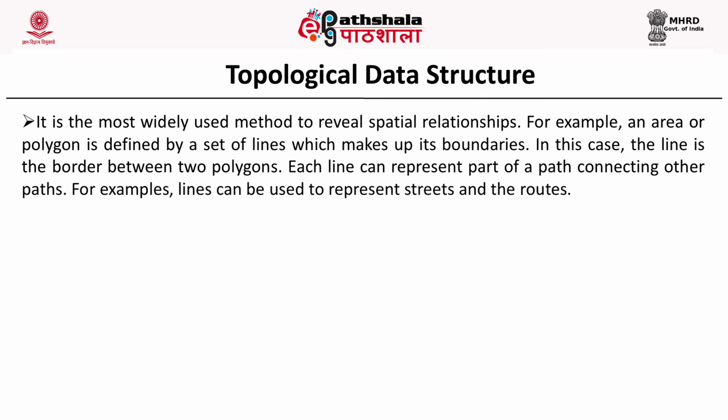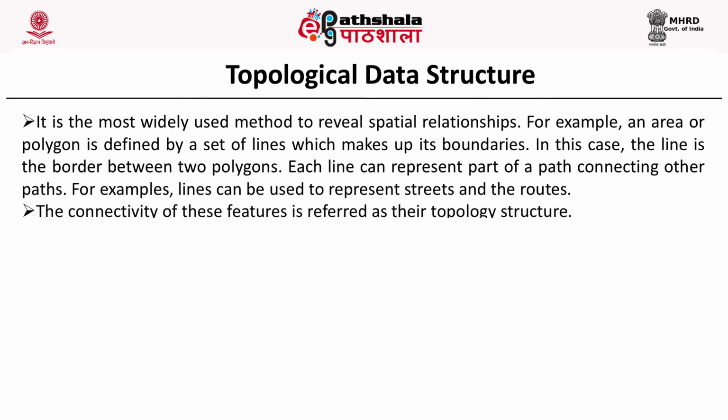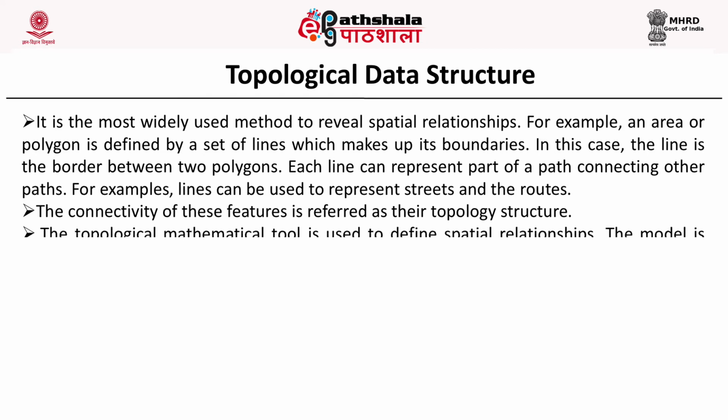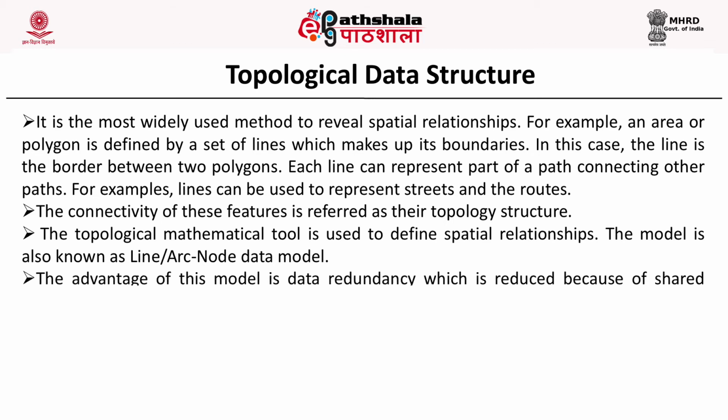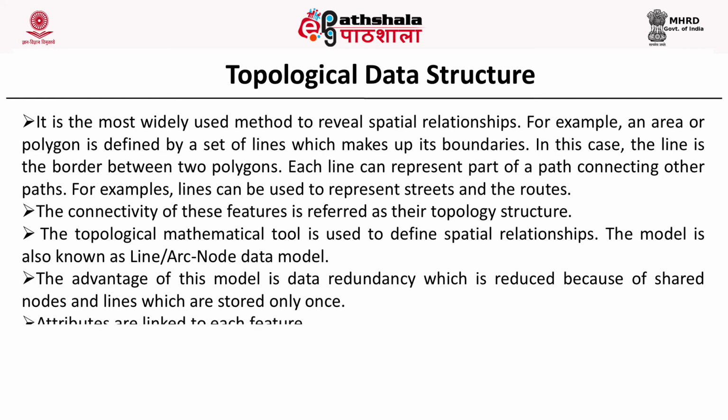Each line can represent part of a path connecting other parts. For example, lines can be used to represent streets and routes. The connectivity of these features is referred to as their topology structure. We also know that topology refers to the spatial relationships between the objects. The topological mathematical tool is used to define spatial relationships. The model is also known as the line arc node data model.